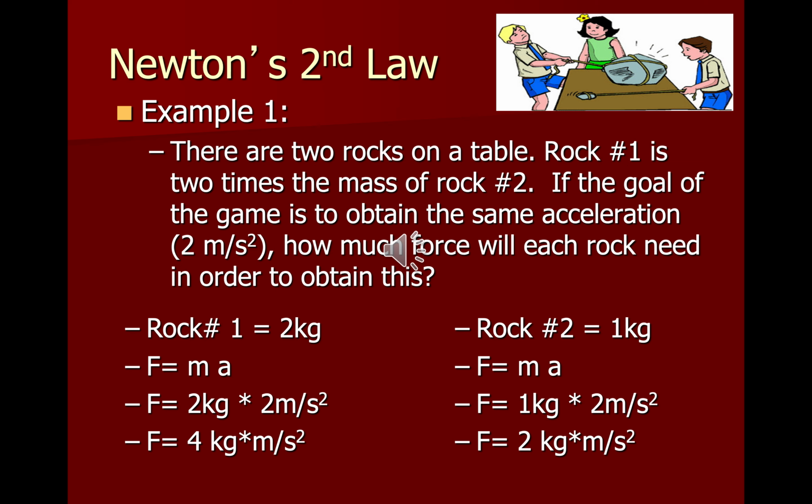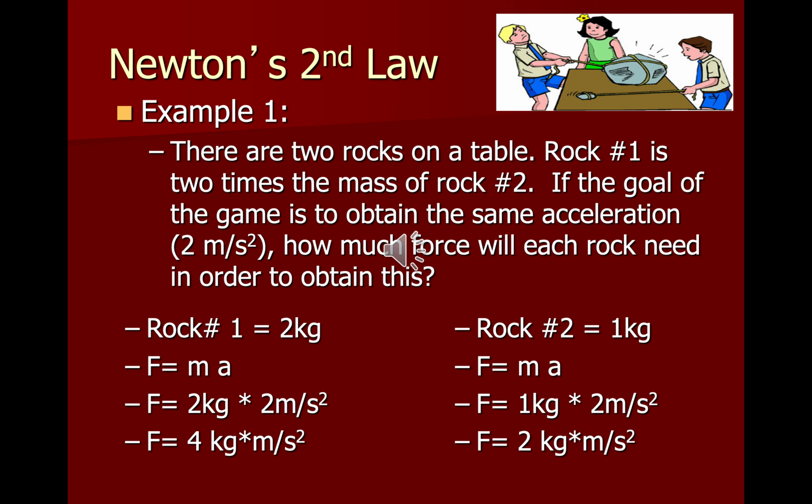So for example 1, imagine you have a game in which you have to push or pull a rock off a table. The rocks are 2 different sizes. Rock 1 is twice as big as rock 2, so it has twice the amount of mass. The goal of the game is to obtain the same acceleration, so we have to accelerate these rocks. Let's say you have to accelerate them to 2 meters per second squared. Once you get that acceleration, you win. So the question is, how much force will each rock need in order to obtain this?